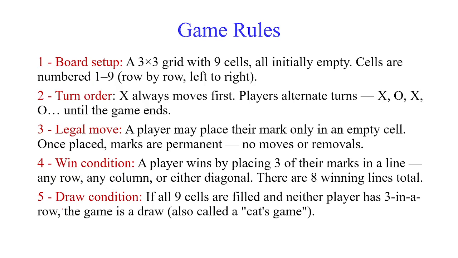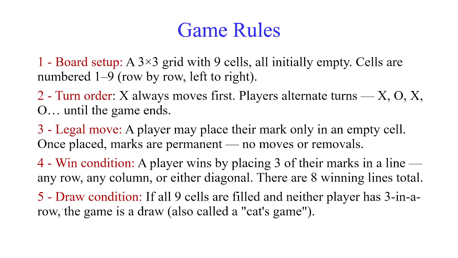Now, we'll talk about the rules. Every game has its own rules, but formalizing them is essential for building an agent. First one is board setup. A 3 cross 3 grid with 9 cells, all initially empty. The cells are numbered from 1 to 9, row by row, left to right. The second rule is turn order. X always moves first. Players alternate turns: X will play first, then O, then X, then O, until the game ends.